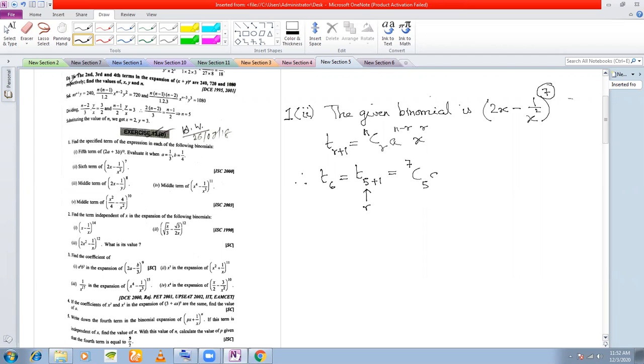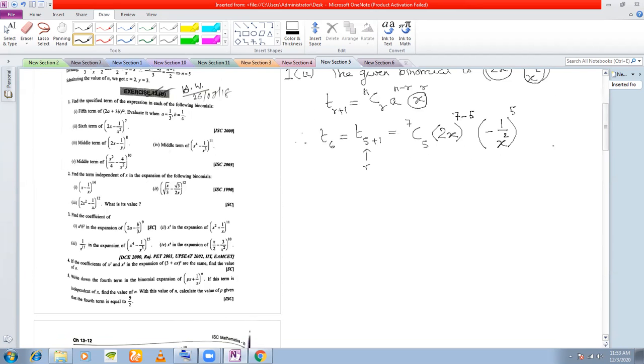So this is 7C5. And what is a here? a here is 2x, so (2x) to the power of n - r, that is 7 - 5. And what is x here? x here is minus 1 by x^2, so with the sign, (-1/x^2) to the power of r. r here is 5. So this is your sixth term.